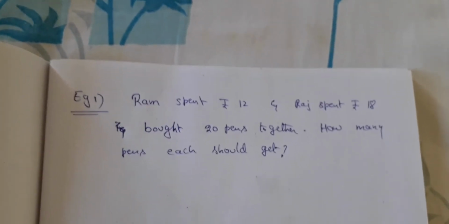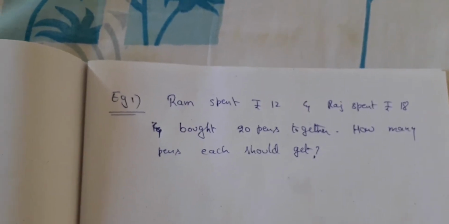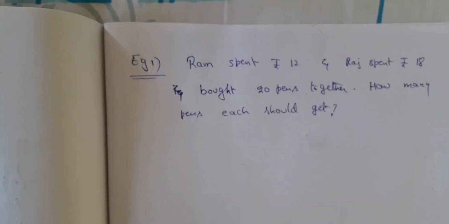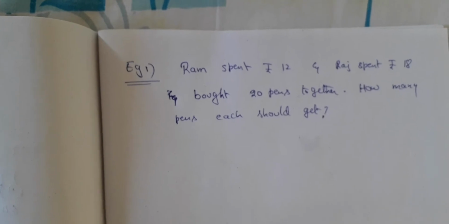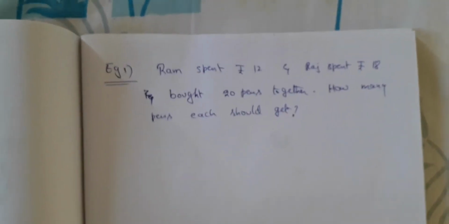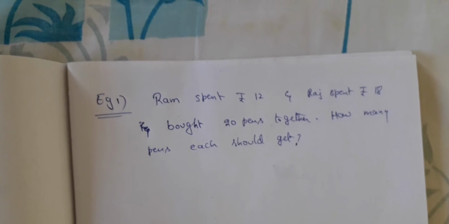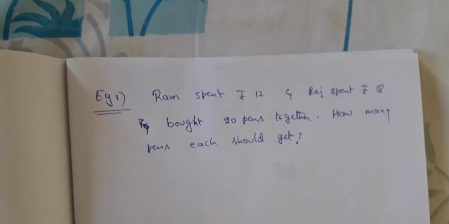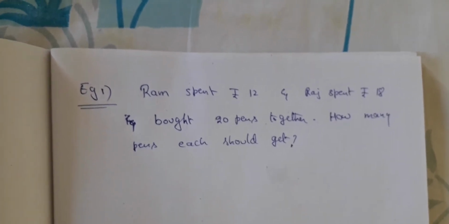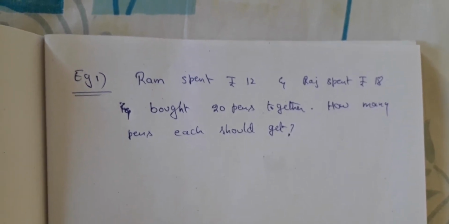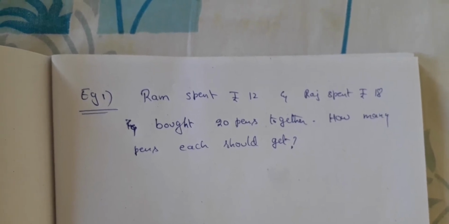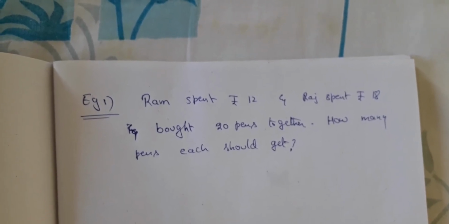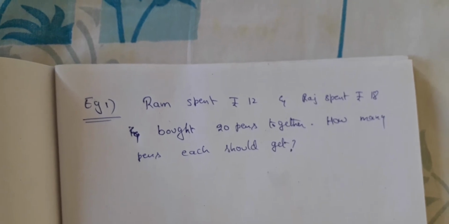Now let us see an example here. Ram spent rupees 12 and Raj spent rupees 18 and they bought 20 pens together. How many pens should each get? So here two friends together have bought 20 pens. Ram contributed 12 rupees and Raj contributed 18 rupees. Together they bought 20 pens. How many pens should each get?